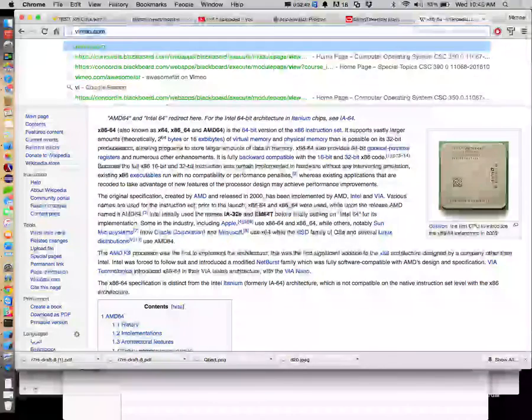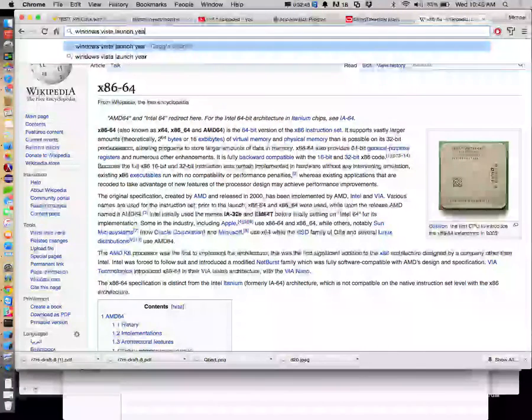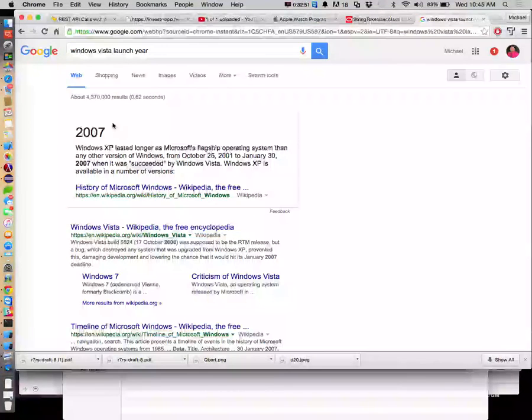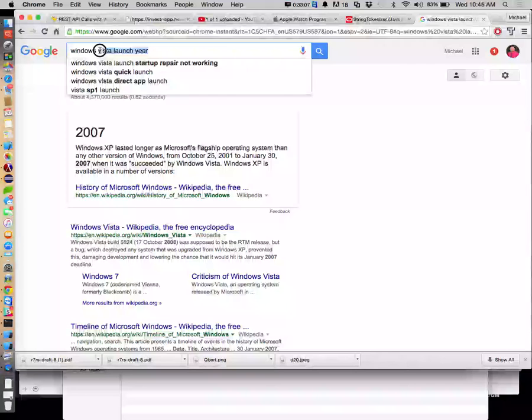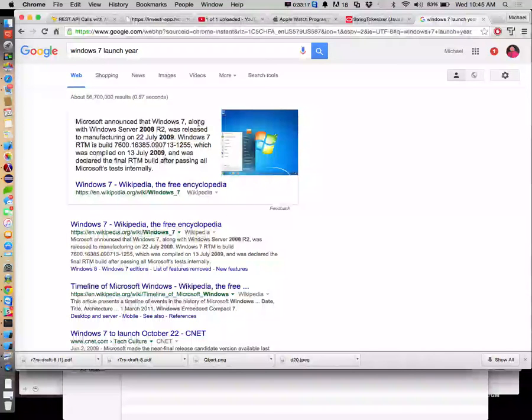So let's just say Windows Vista launch year, launch date, whatever, 2007. All right, so at the earliest, we're going to say that AMD 64 was 7 years too early. At its earliest. I mean, that's best case. Realistically, Windows 7. 2009 was the consumer release. So almost a decade too early.